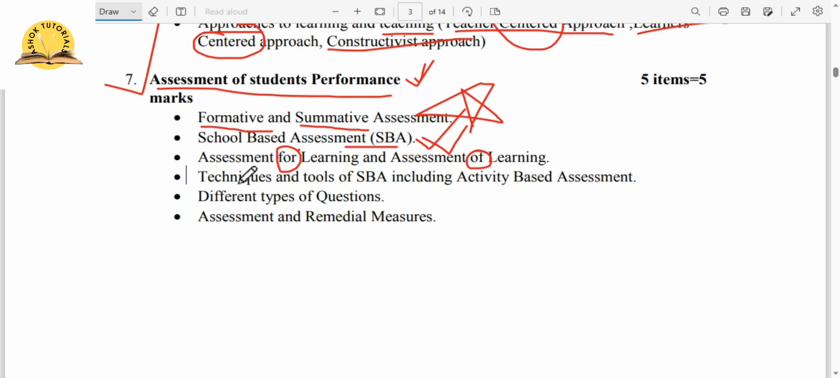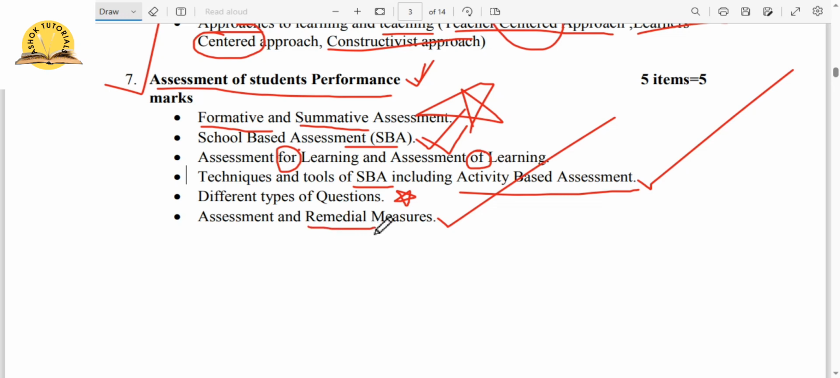Now techniques and tools of school-based assessment, including activity-based assessment. So in school we perform certain activities, right? So about this we will be learning here. Then different types of questions. So what are the different types of questions through which we can assess our learners? We'll be learning that also here. Now, assessment and remedial measures. Remedial measures. This term you have to be very well versed. You have to be very clear with this term, remedial, right? So these apply to us as teachers.